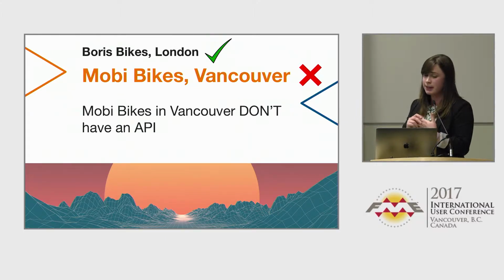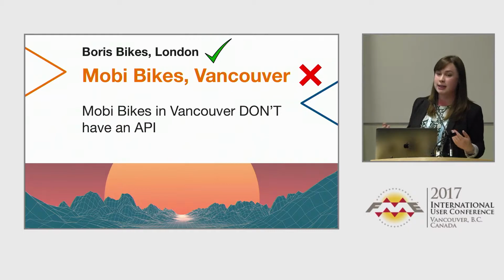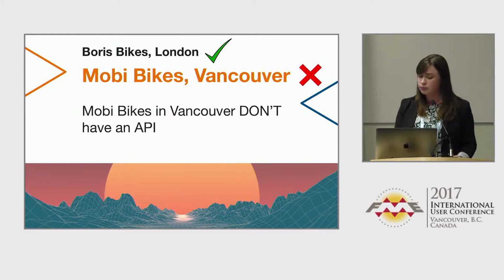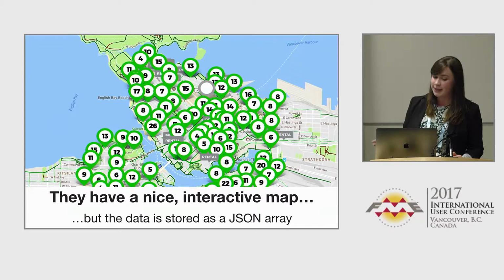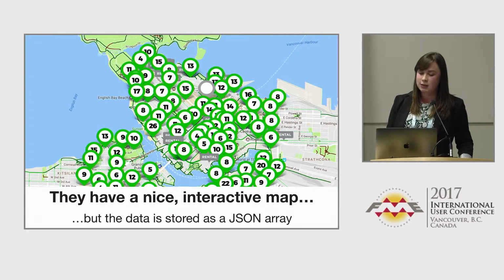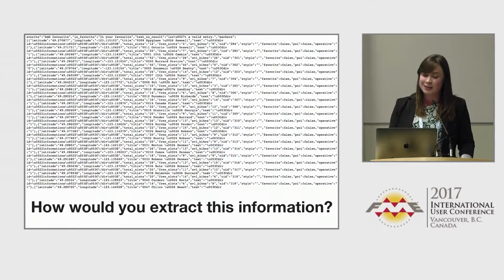For the Boris bikes in London, this was great and easy to work with because they had an API. The Mobi bikes around Vancouver don't have an API. So it's a little bit more work and effort to get that data out. But they do have a really nice interactive map on their website. But the data is stored as a JSON array. So it looks kind of like this.